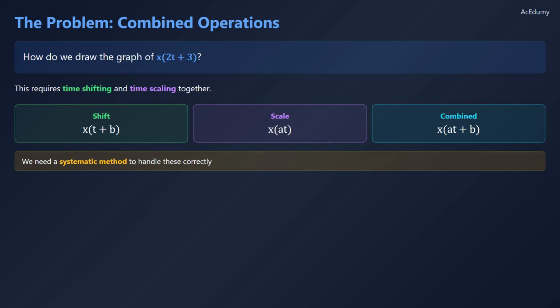In the previous lesson, we learned three basic signal operations: shifting, scaling, and reversal. But what happens when we need to apply more than one operation at the same time? For example, how do we draw the graph of x of 2t plus 3? This requires both time shifting and time scaling together. We need a systematic method to handle these combined transformations correctly.